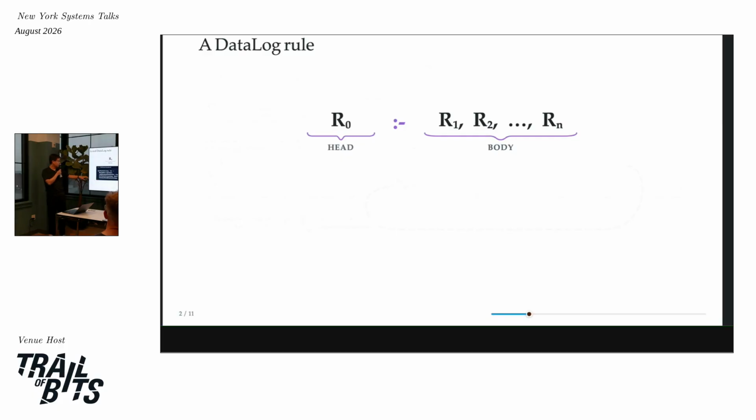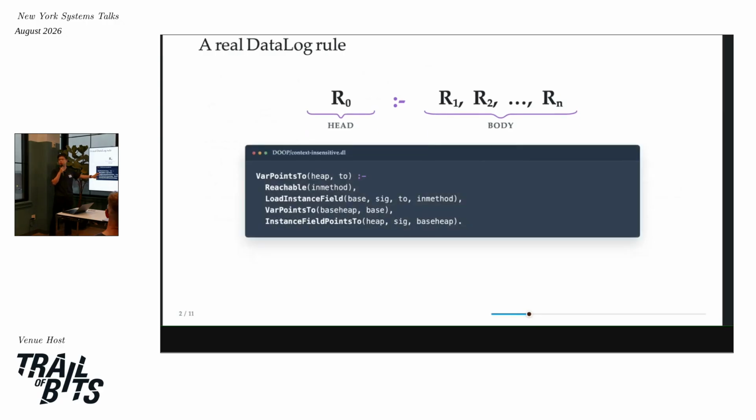In this rule, we're trying to join reachable with load instance field, then join with var points to, and then join with instance field points to. Any tuple that can satisfy this body will be derived into var points to. You may already notice that var points to appears on both sides of the rule. It appears in the body, where it participates in the join. It also appears in the head, where the new fact is fed into var points to.